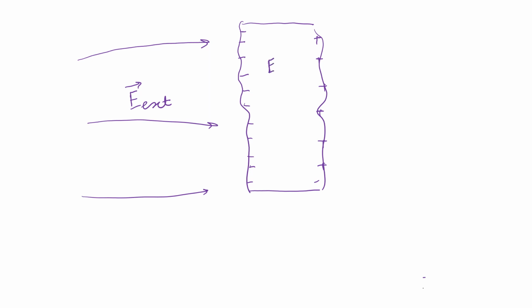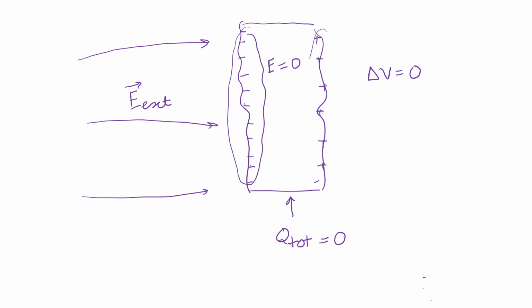Electric field inside goes to zero. Delta V between any two points on the conductor goes to zero, so the conductor becomes equipotential. However, the Q total is still zero. All we have done is taken these electrons from some other place and left positive charges in another place. We have not added electrons, we have not added positive charges.